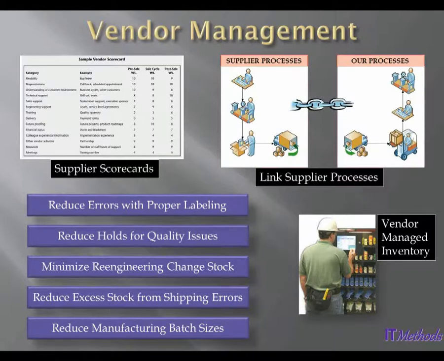So these are options that are very important for critical things like tooling and critical materials that you use a lot of. And so you should really be looking at these vendor managed inventory scenarios in these critical situations. And if your vendors don't provide them, you may want to look for vendors that do provide them because they're out there.